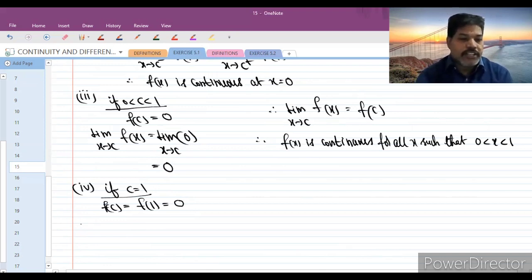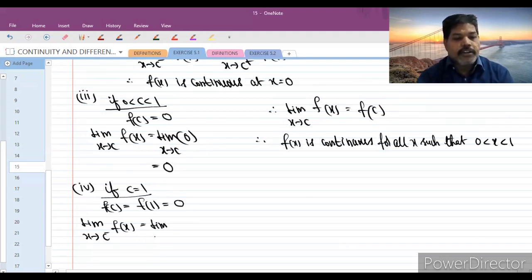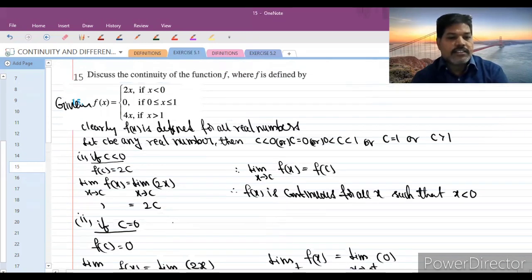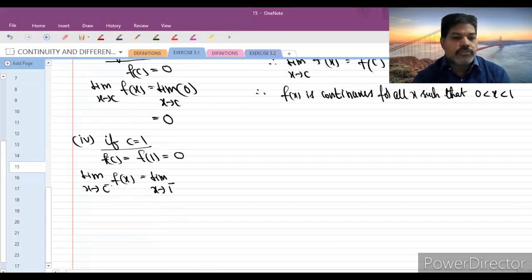See the next one: the limit as x tends to c minus, that is 1 minus, of f of x. If x is less than 1, the f of x value is 0. So this value will become 0 only, and automatically this limit value is also 0.